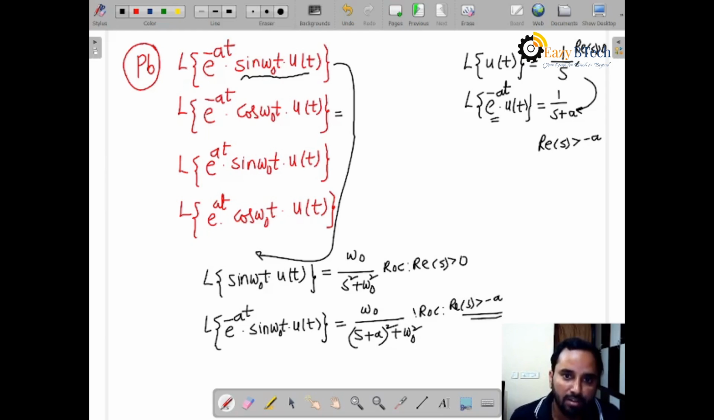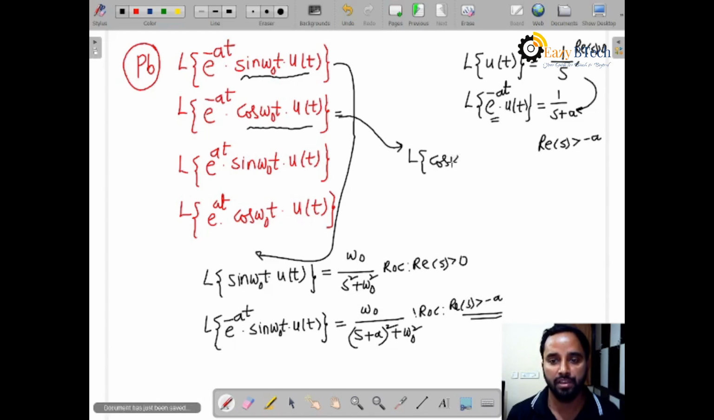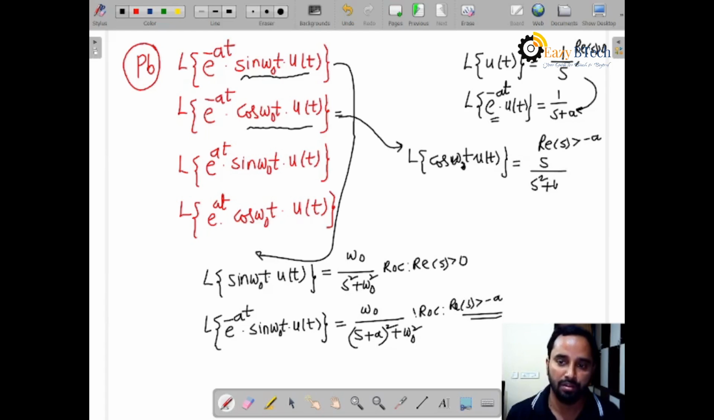Similarly, the second one also we can do. The second one is cos omega naught t u of t. Already we know the Laplace transform of cos omega naught t u of t. What is the answer? s by s square plus omega naught square, and the ROC is real part of s greater than 0.